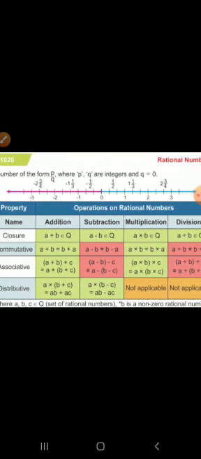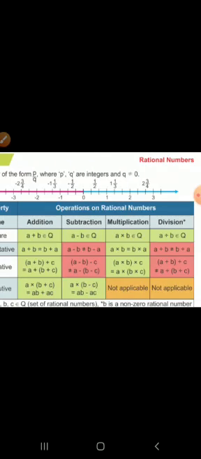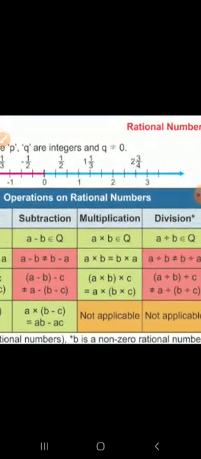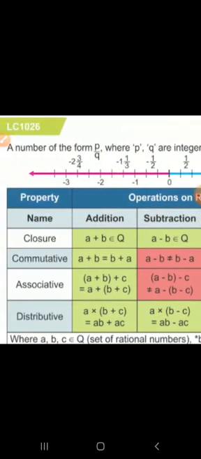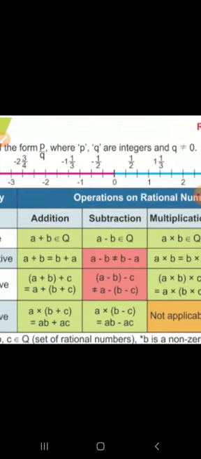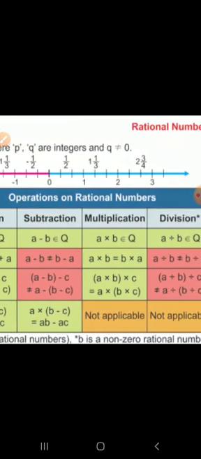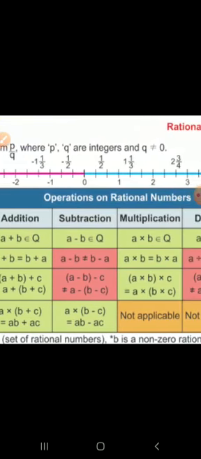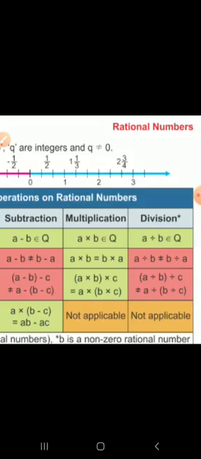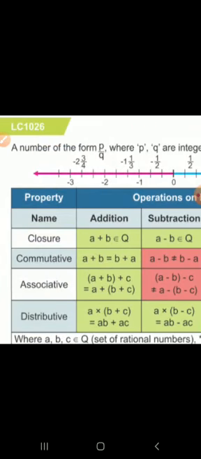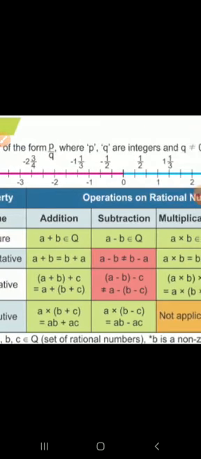Second property, commutative. a plus b will be equal to b plus a, but a minus b will not be equal to b minus a. a into b will be equal to b into a, but a divided by b will not be equal to b divided by a. Means commutative property holds true only for addition and multiplication. As you can see the pink color over there, so commutative property is not true under subtraction as well as division. Associative property, a plus b plus c equal to a plus b plus c.